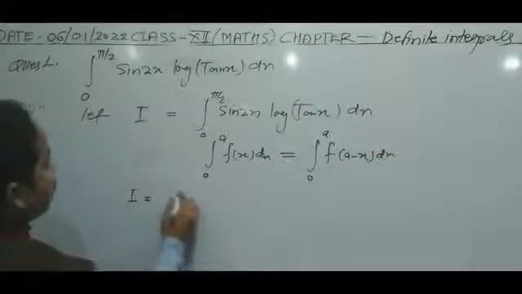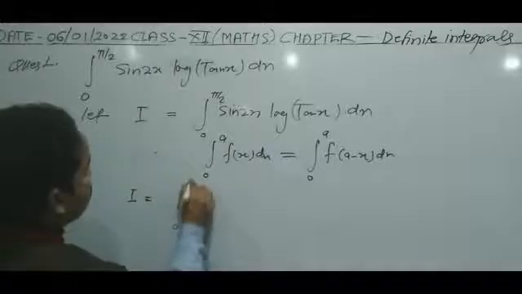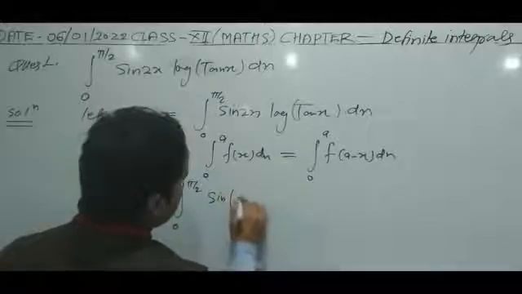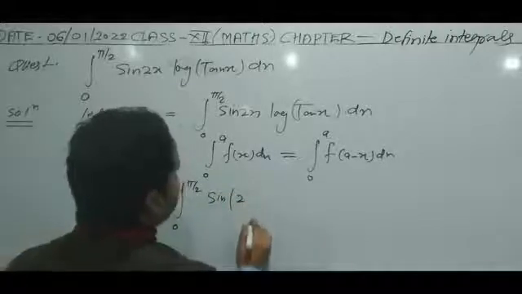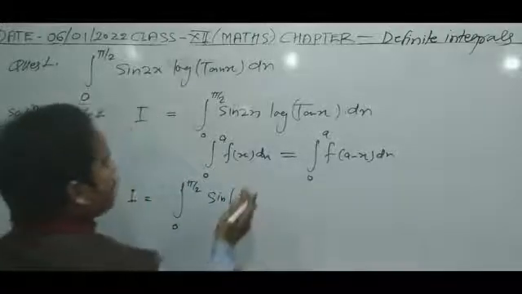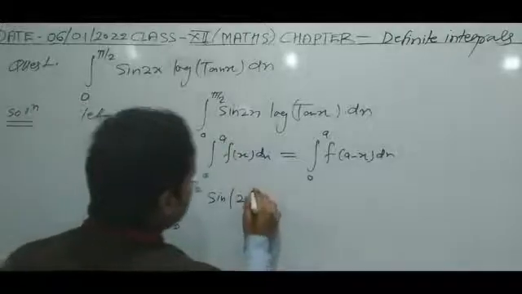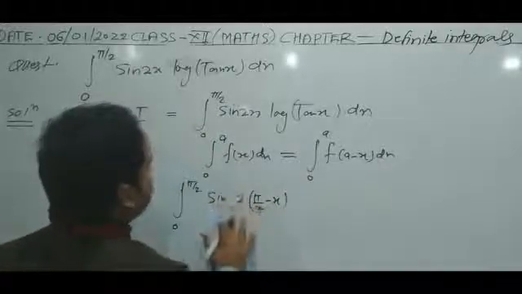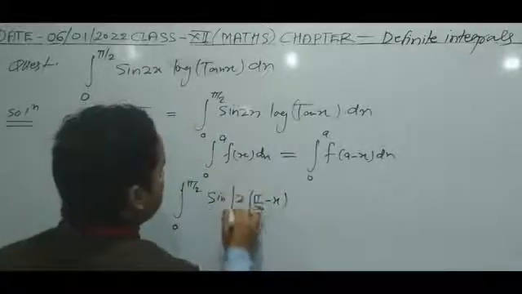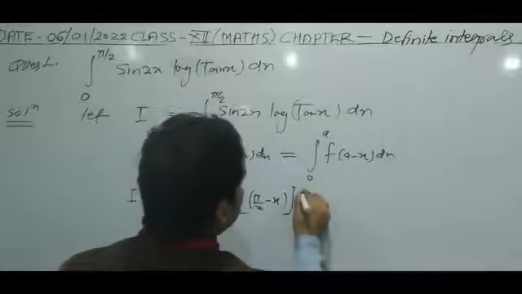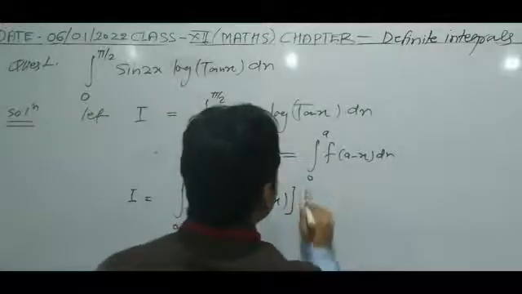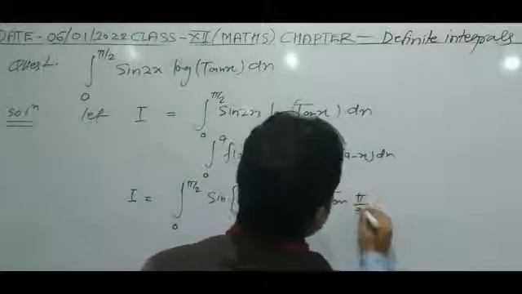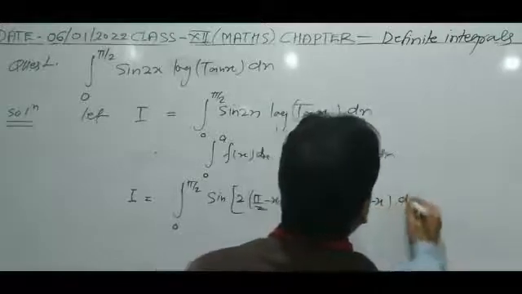Therefore I is equal to integration over 0 to pi by 2 of sine of 2 times, at the place of x we have to put pi by 2 minus x, so this is pi by 2 minus x, with log of tan of pi by 2 minus x dx.